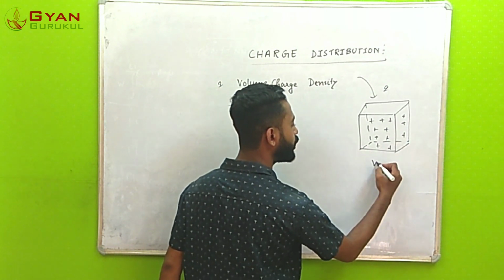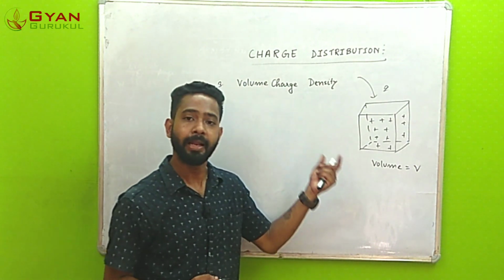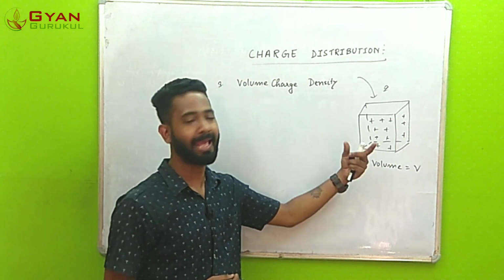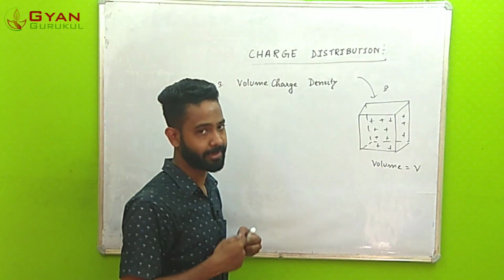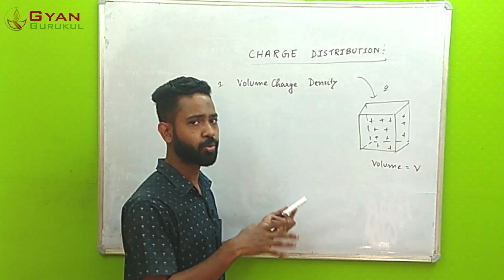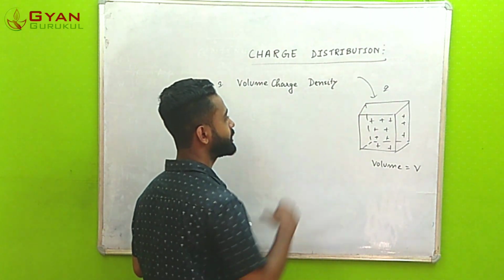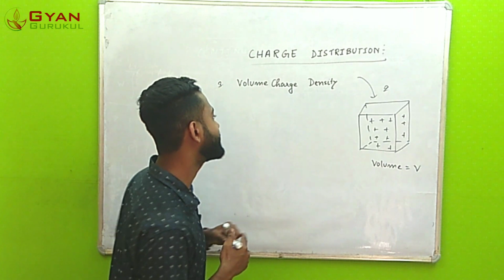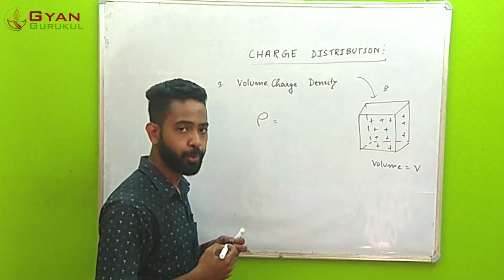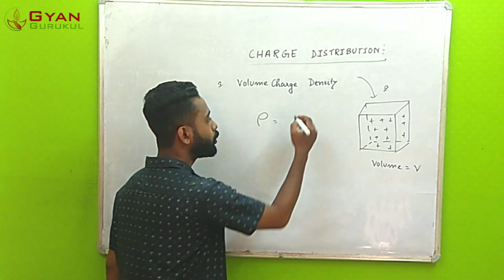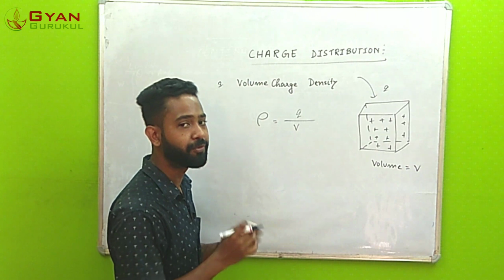Let me represent the volume of that cube by the letter V. So if that is a cube, then that particular volume would be given by L cube, where L is the length of the side. Had it been a cuboid, then that would be given by length into breadth into height, and so on for other volumetric figures. So for this kind of charge density, the letter that represents that density is rho. So rho is nothing but total charge spread over the total volume, that is V.